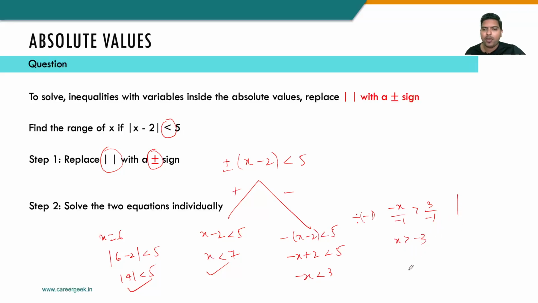So let me take some value to try. Probably x is equal to 0, right? Anything greater than negative 3, let me take 0. Mod of 0 minus 2 is less than 5. So this will be 2 less than 5. This satisfies, so this is true. So the solution is x is greater than negative 3 and x is less than 7.